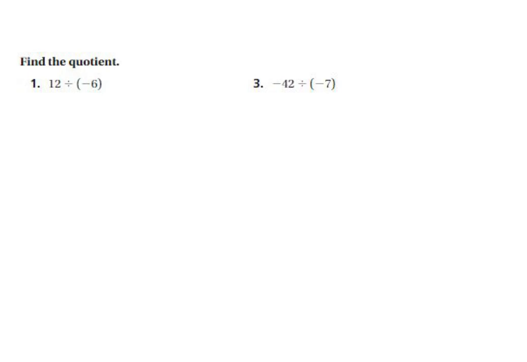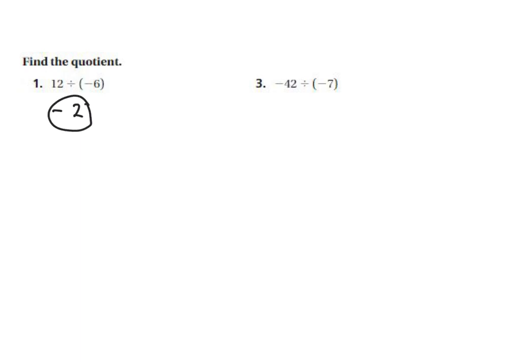Find the quotient. So we're just using our integer rules here. A positive divided by a negative, that's different signs, so our quotient's going to be negative. And 12 divided by 6 is 2.